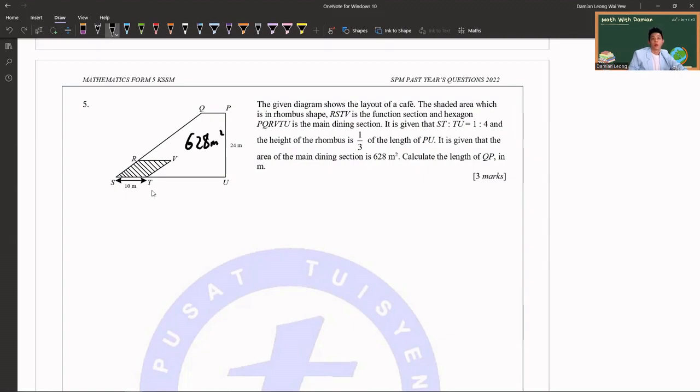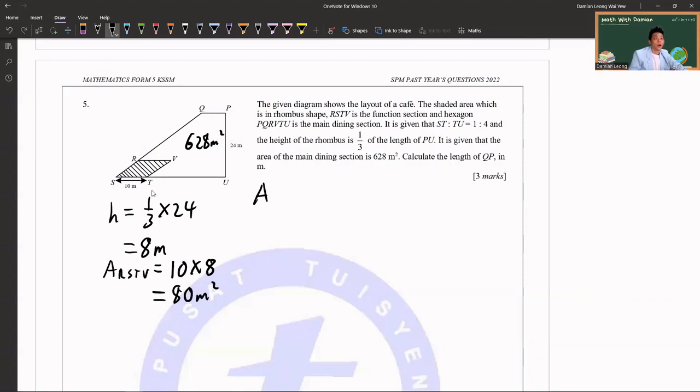I can find the area of the rhombus by finding the height of the rhombus first. They say the height of the rhombus is 1/3 the length of PU. So times 24, I get 8 meters. So the area of RSTV is just base times height. Okay, the area of a rhombus is just base times height. So 80 meters square.